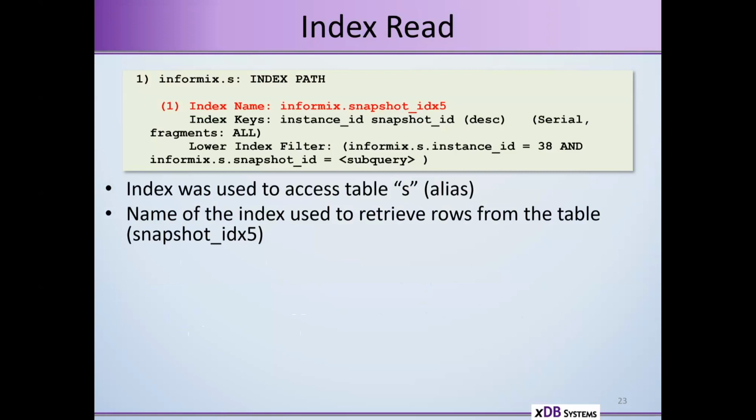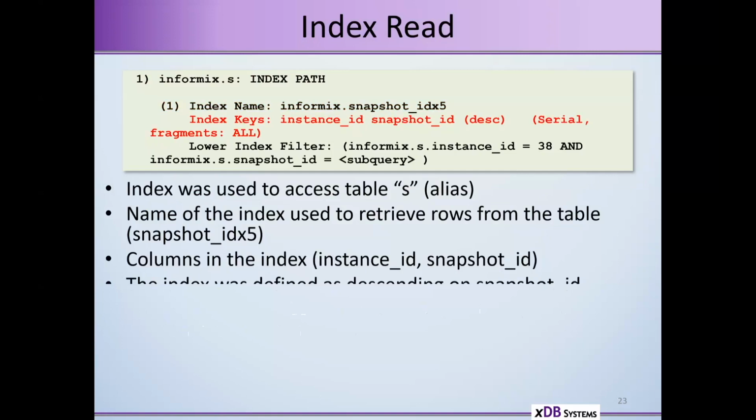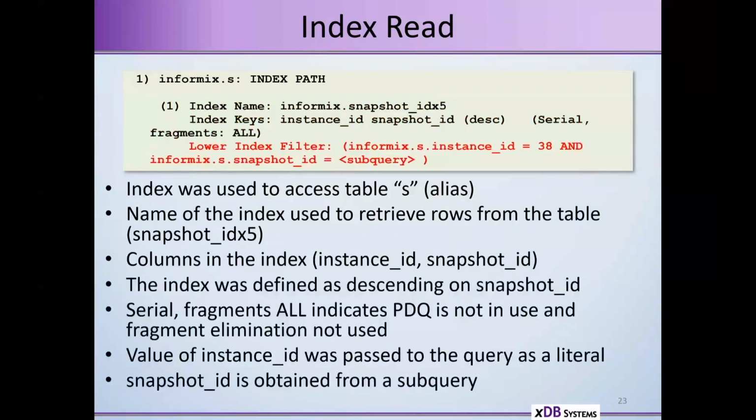Now, this is followed by the filter we're applying. And we can see here that when using this index, we're using a literal value for instance ID, which is 38. So that's great. It's our first value in our index. A literal value should be efficient. But the snapshot ID is being retrieved from a subquery, and that would be displayed later in the query plan.